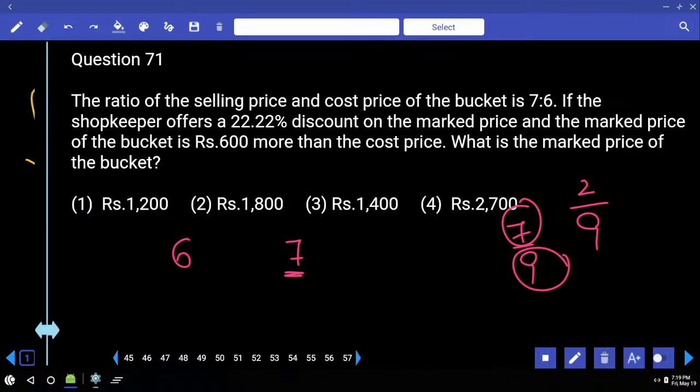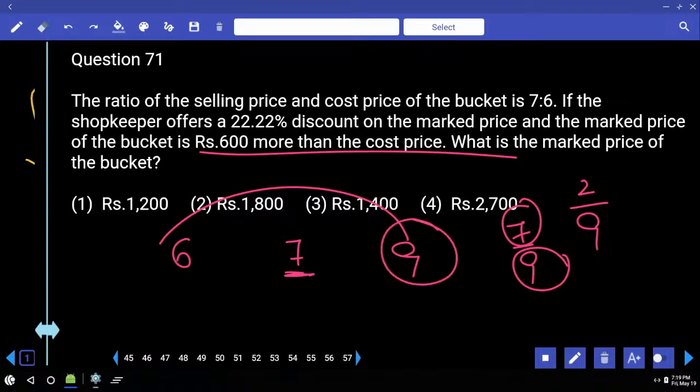So here our selling price is also 7 rupees. Therefore the market price must be 9 rupees. And the market price of the bucket is 600 more than cost. 3 parts, 600, each part 200. 9 twos are 1800, option 2.